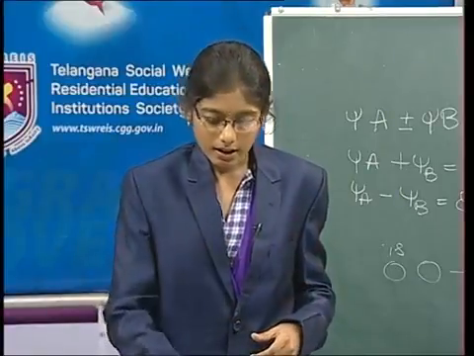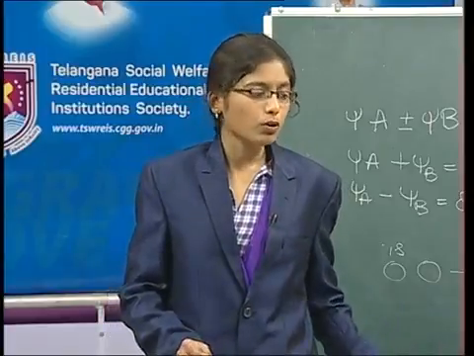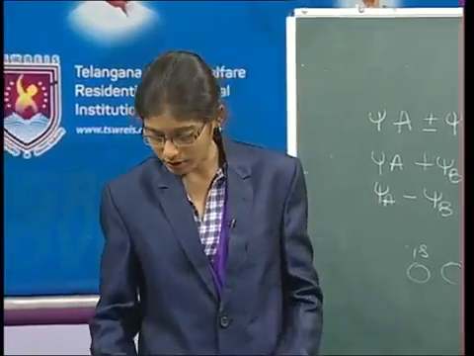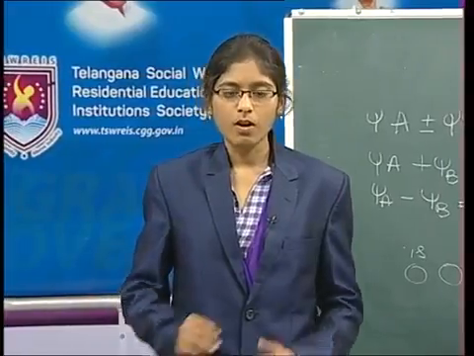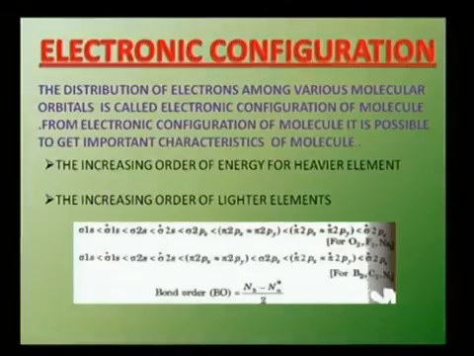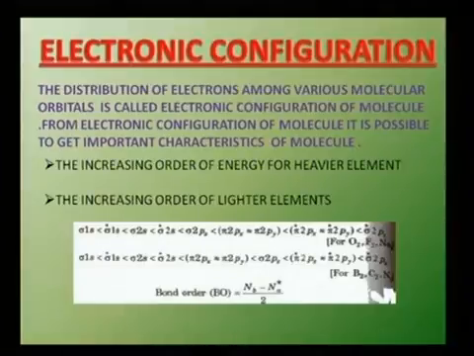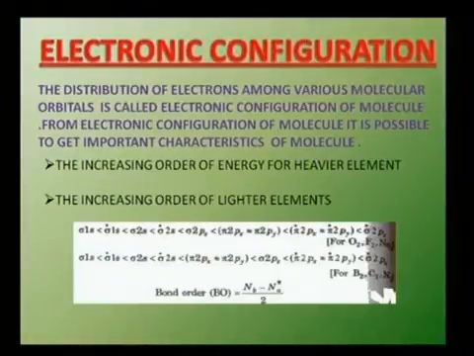Okay. Let's go to the electronic configuration of molecules. What is the electronic configuration of molecules? The distribution of electrons among the various molecular orbitals is called the electronic configuration of molecules. From the electronic configuration of molecules, it is possible to get some important characteristics of the molecule.